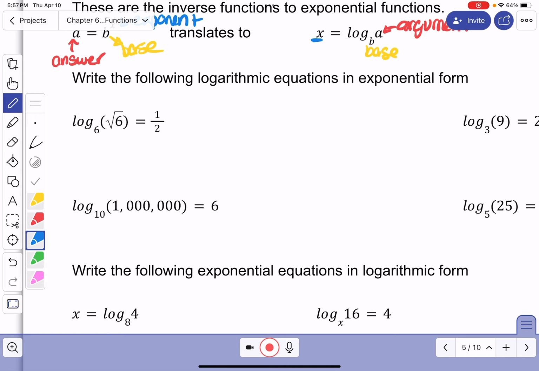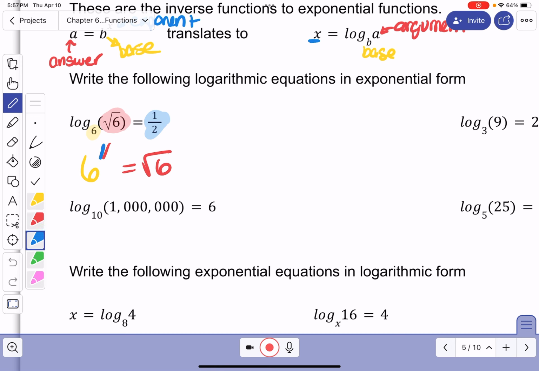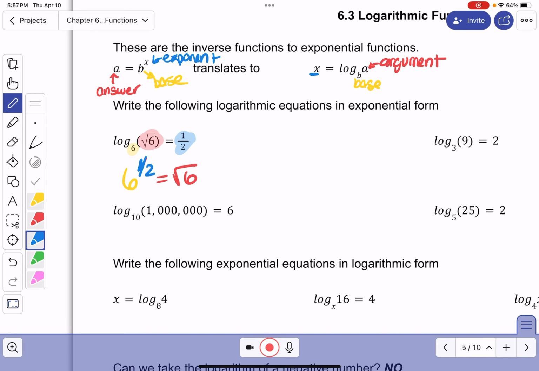So for example, the base of this one is 6, so we would write it as a 6. The argument of the log becomes the answer in the exponent, and then the other number becomes your exponent. These few are going to seem silly going back and forth, but knowing how to do this is going to help you in future sections.